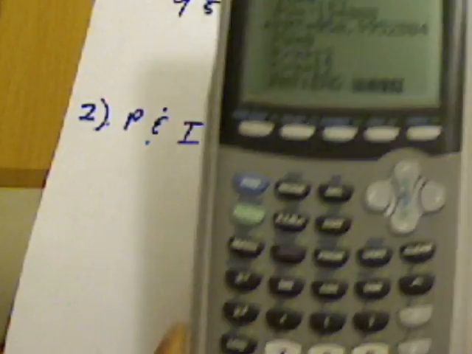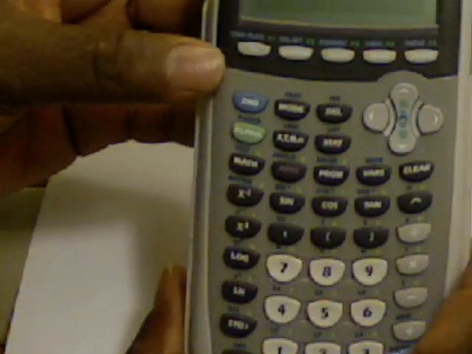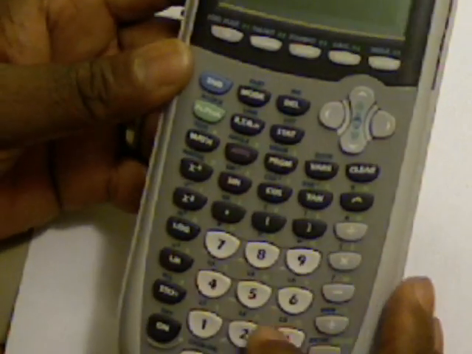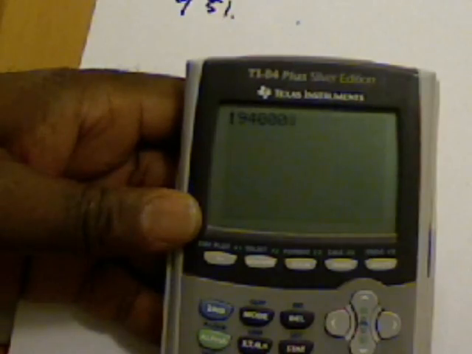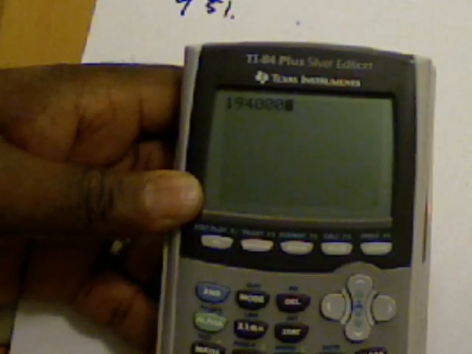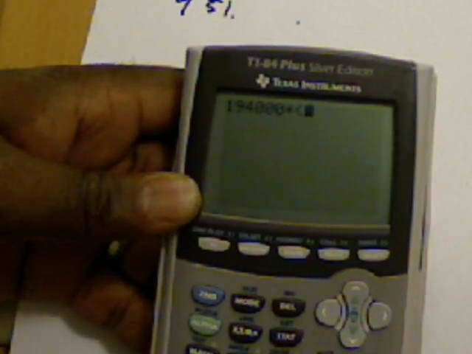If I want to find principal and interest, it's not hard to figure out at all. I'm going to get out of this. I'm going to hit second mode there, to get me to my home screen. If I have $194,000 that I owe, times, I'm going to use little parentheses here.